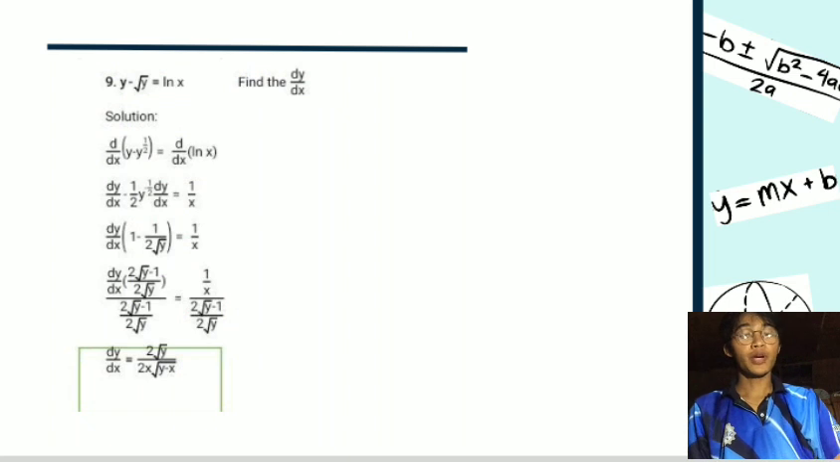The next step, to isolate the dy over dx, we must cancel the term that has dy over dx. So it will become dy over dx times 1 minus 1 over 2 square root of y equals 1 over x. To cancel it, we must divide each term by 1 minus 1 over 2 square root of y. So the answer will become dy over dx is equal to 2 square root of y over 2x square root of y minus x.